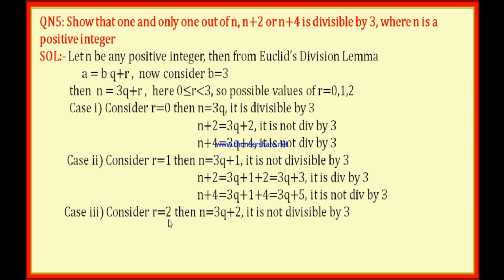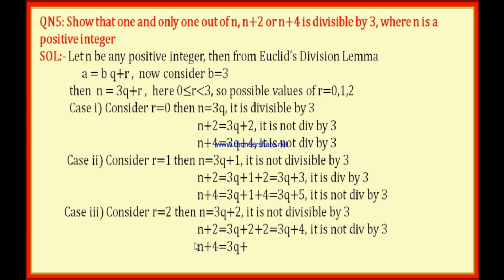And the third case means third value of r, that is 2. Consider r is equal to 2. If r is equal to 2, then n is equal to 3q plus 2. Now if you verify, 3q is divisible by 3 but 2 is not divisible by 3. Therefore in total this n value is not divisible by 3. Then the second value, n plus 2. n plus 2 means n value 3q plus 2, plus this 2. This is 3q plus 4. Here 3q is divisible by 3 but 4 is not divisible by 3. Therefore in total this n plus 2 is not divisible by 3.